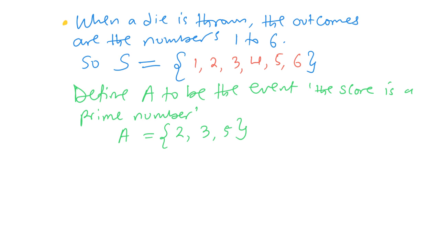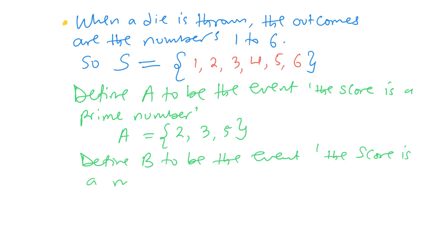We can look at some other event, maybe define B to be the event that the score is a number more than 6. So if you're looking at the score being a number more than 6, then when we check here in our sample space S, we shall have event B having the elements. I think there is no single element that is more than 6. So it is an empty set.